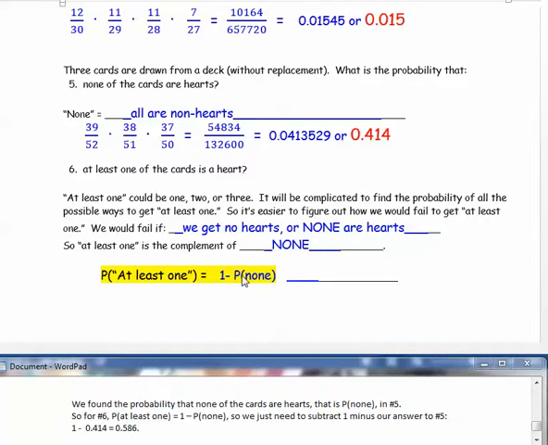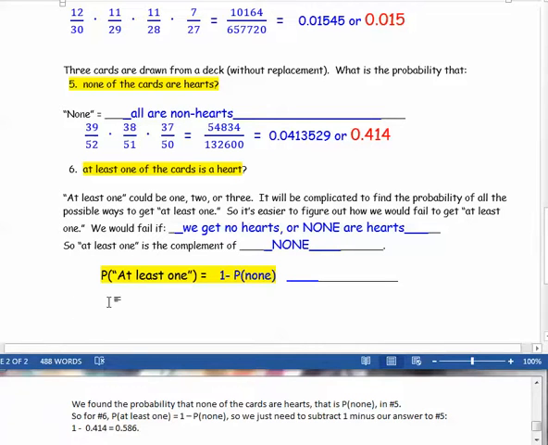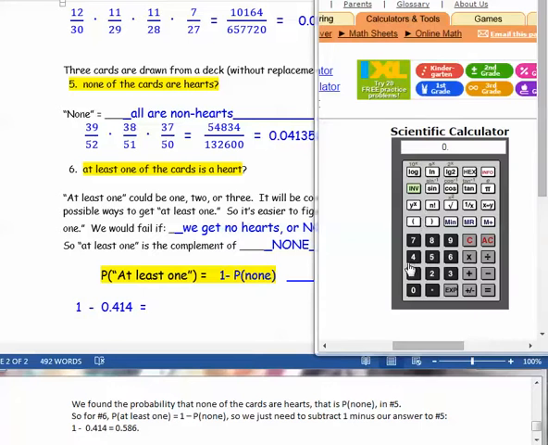We actually already did this part up in number 5. So in number 6, where we want the probability that at least one of the cards is a heart, the probability of at least one is 1 minus the probability of none. So for number 6, we just need to subtract, using the formula, 1 minus our answer to number 5, which was 0.414. So 1 minus 0.414 equals 0.586.